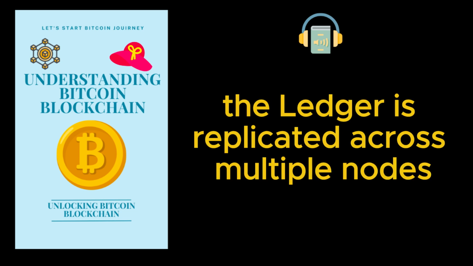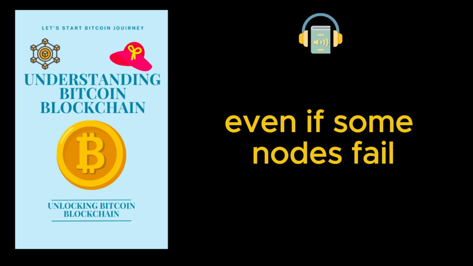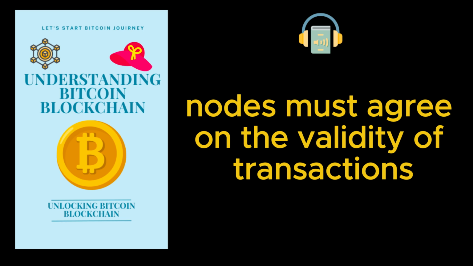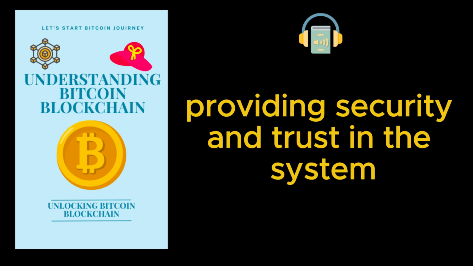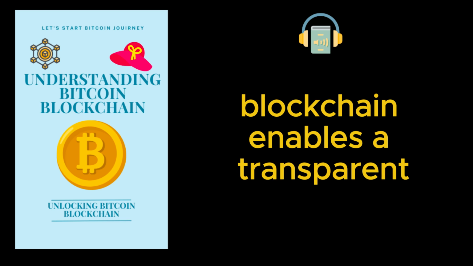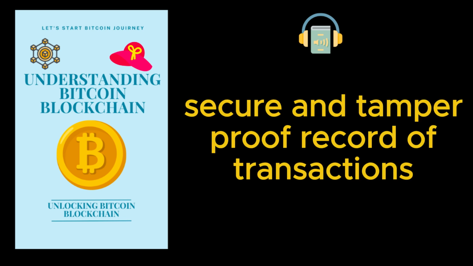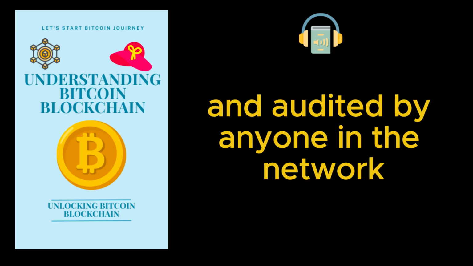Redundancy. The ledger is replicated across multiple nodes, ensuring data integrity and availability even if some nodes fail. Consensus mechanisms. Nodes must agree on the validity of transactions and blocks through consensus mechanisms, providing security and trust in the system. By using distributed ledger technology, blockchain enables a transparent, secure, and tamper-proof record of transactions, which can be verified and audited by anyone in the network.